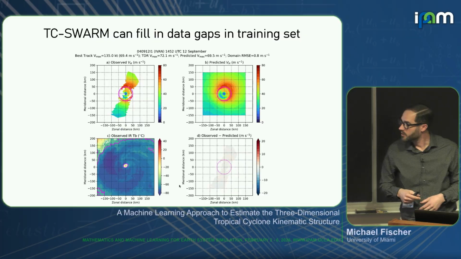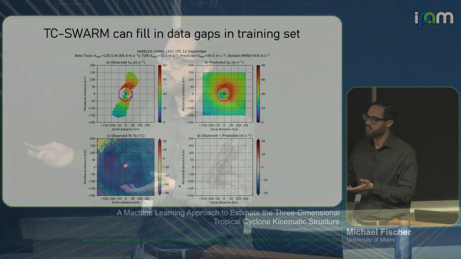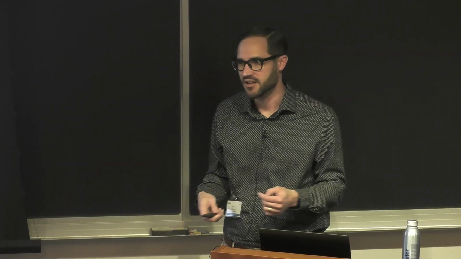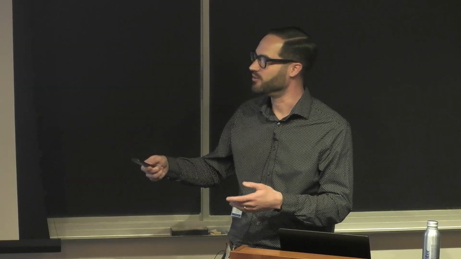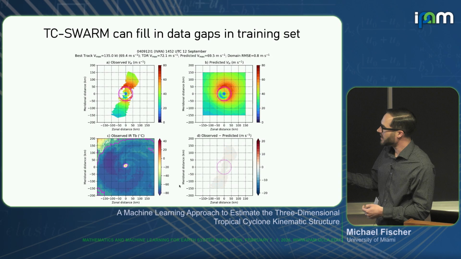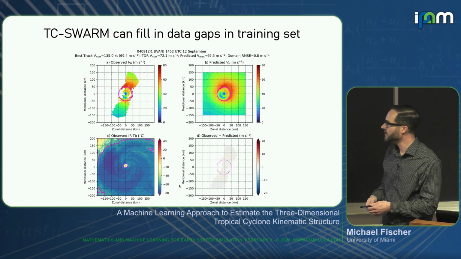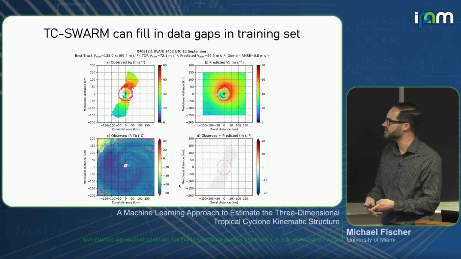The last thing I want to talk about here is, what happens when we do have data? Can we use this model to fill in data gaps? And it turns out that you can, by including the case that you have data for in the training data set, where you're essentially reconstructing the wind field. So this is a case from Hurricane Ivan in 2004 that had a pretty complex inner-core wind structure. It actually had 2 eyewalls, so it was undergoing an eyewall replacement cycle.